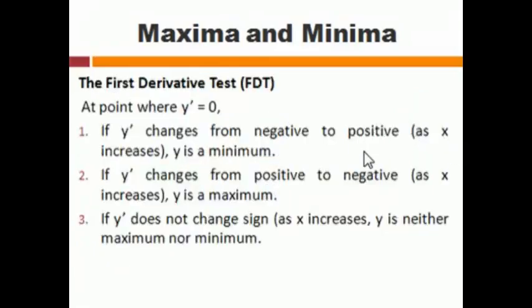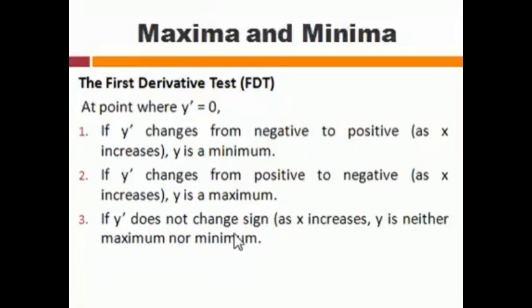The first derivative test. So the first derivative test, from the word first derivative, you need to determine the first derivative. Then, at point where y prime is 0, if y prime changes from negative, okay, the slope changes from negative to positive, meaning leaning to the left, then changes to leaning to the right with regards to the slope. As x increases, y is said to be minimum. If y prime changes from positive to negative, as x increases, y is a maximum.